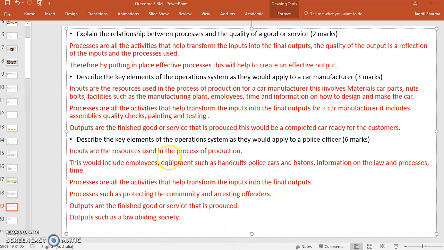So see the difference between a manufacturing business and the service business.